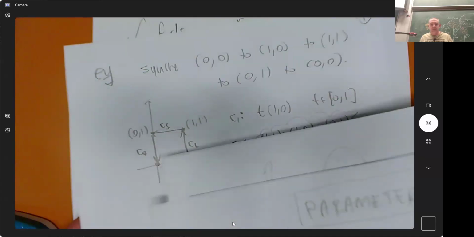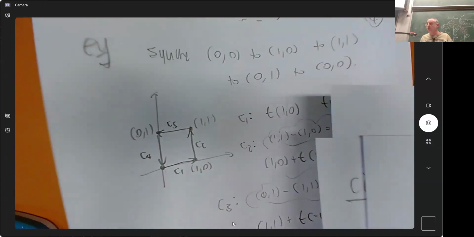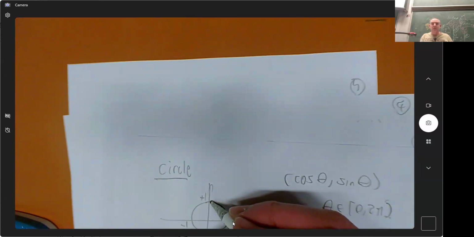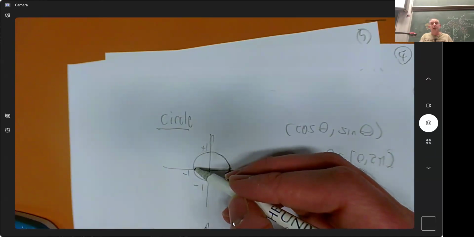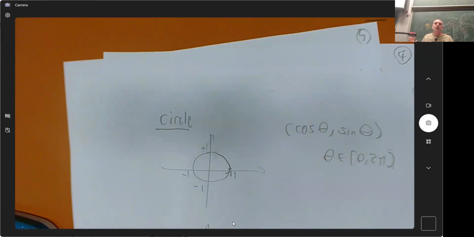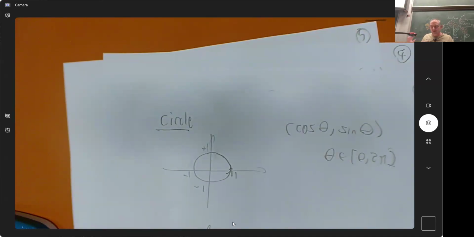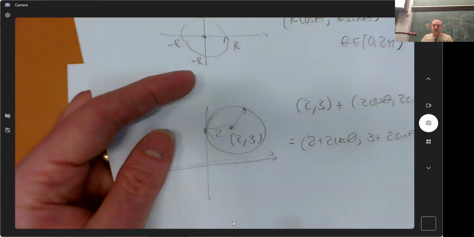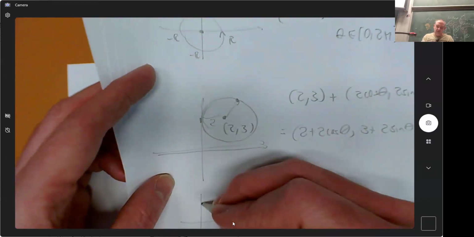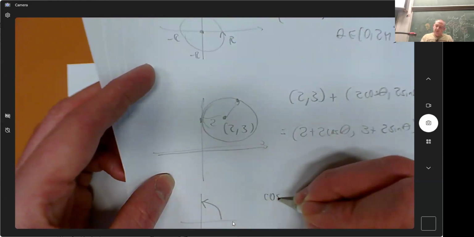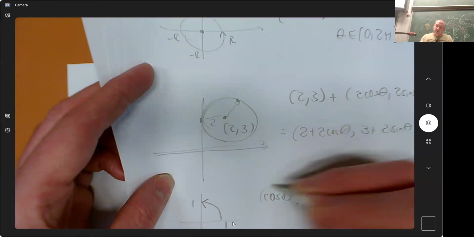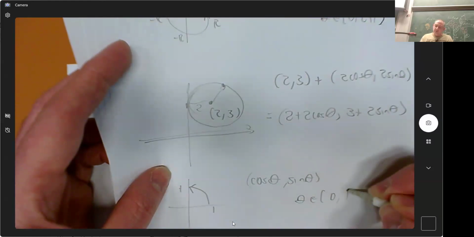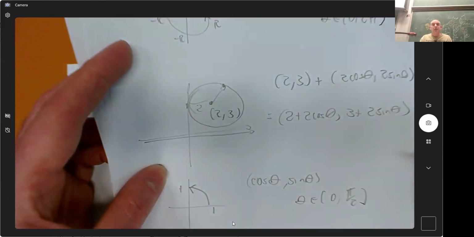We can make lines, and we can make circles. And if you only wanted a quarter of the circle, you would go from 0 to pi on 2. And if you wanted this half, you'd go from 0 to pi. And so you get to decide which piece of the circle you're looking at. So I will just put that comment back here. Note that just that bit is (cos theta, sine theta), theta between 0 and pi on 2, for example.